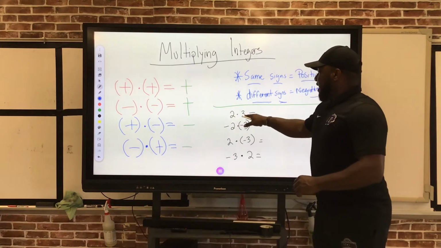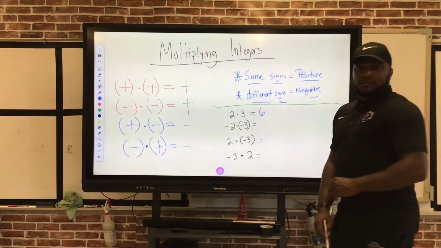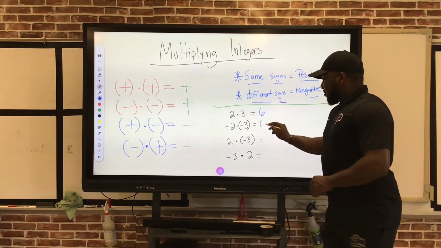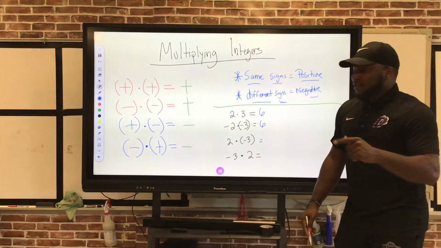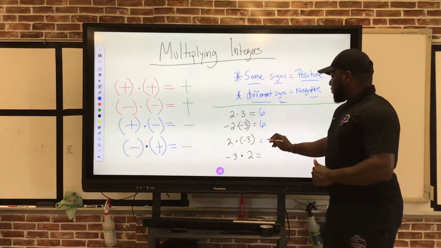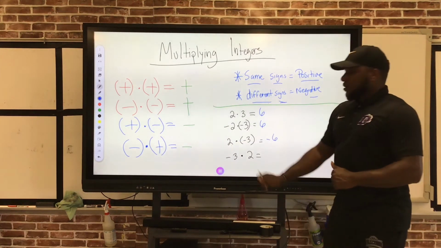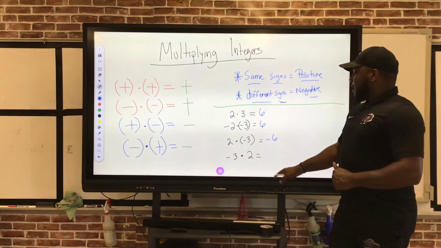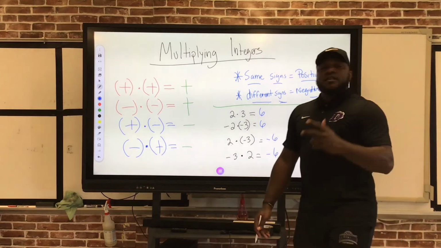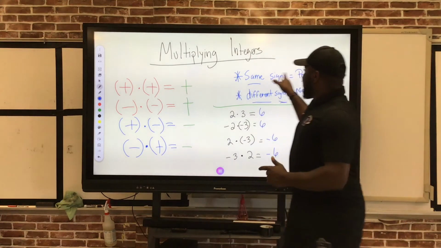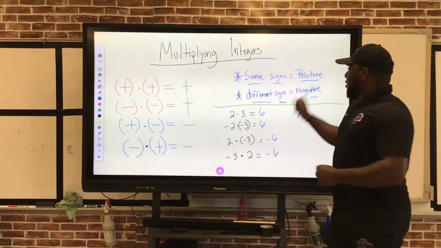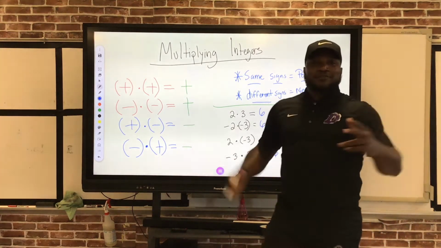A positive 2 times a positive 3 gives me positive 6. A negative 2 times negative 3 gives me positive 6, because a negative times a negative gives me a positive. A positive 2 times a negative 3 is negative 6. Negative 3 times positive 2 gives me a negative 6. So whenever you have the same sign, your answer should be a positive, and whenever you're multiplying different signs, your answer is going to be negative. I can't make it any simpler than that.